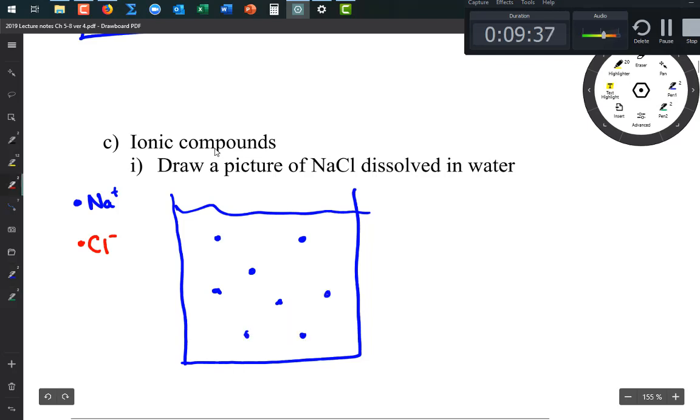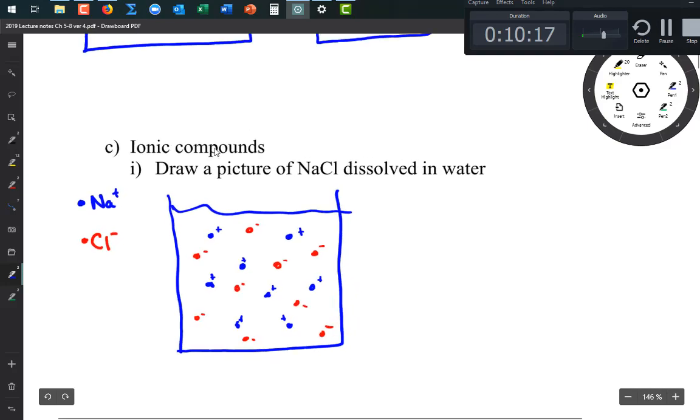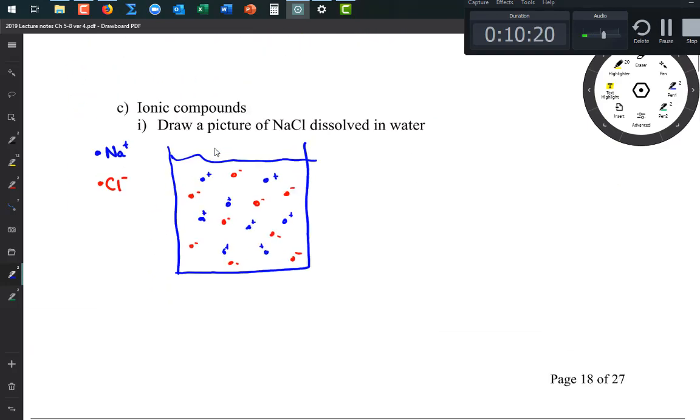Now, it's going to be, on a molecular level, roughly uniform, because it has to be electrically neutral at all times. But you'll have an even dispersion of positive and negative ions. So in this solution you have a bunch of negatives and a bunch of positives floating around each other. And this gives the solutions of ionic compounds and molecular compounds really different properties. Okay? Very different properties.